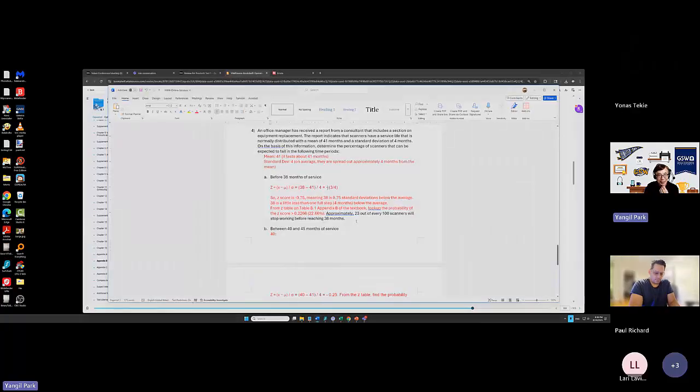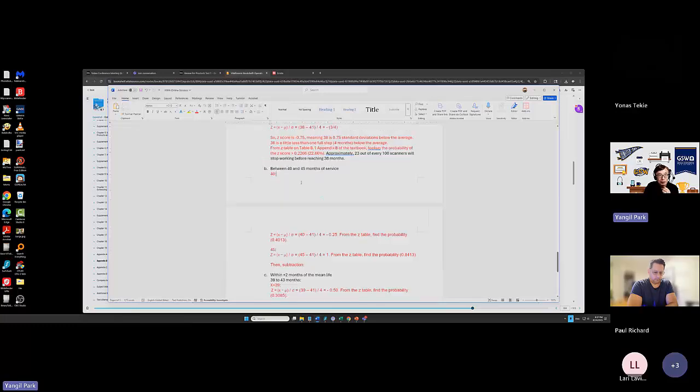Okay, so what does it mean? It means that 23 out of every 100 scanners will stop working before reaching 38 months. Why? Because we are using 38 months as our T score. So that's how we're going to interpret it. Even though the mean is 41, this is only the 38 month mark, it doesn't reach 41 yet, right?